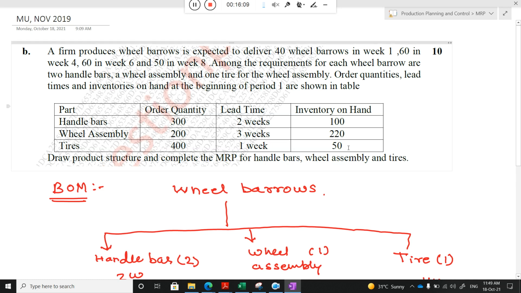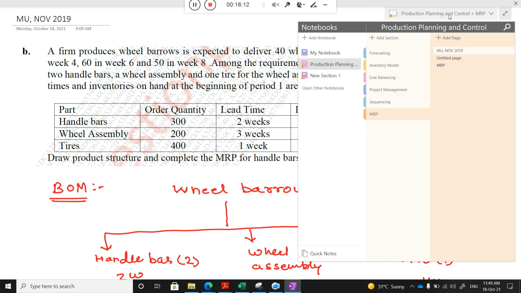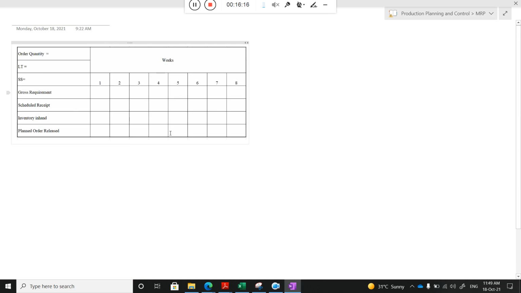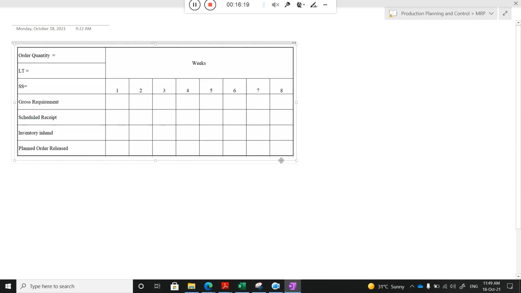Okay, so I start. There is one standard table you need to follow. I already drew that particular table to save time. Just wait, I will zoom it.